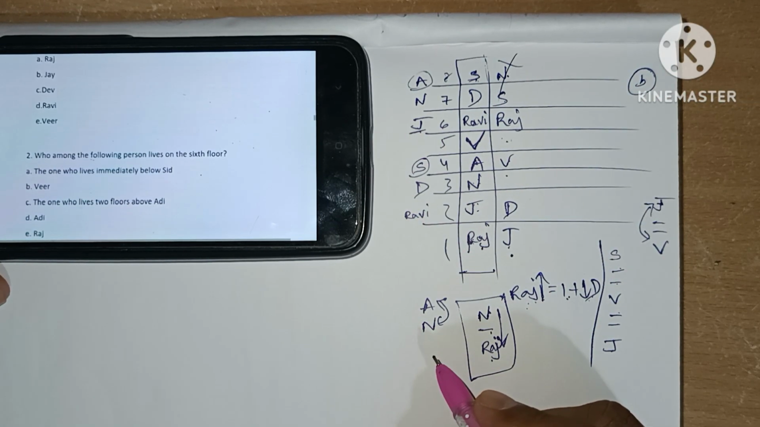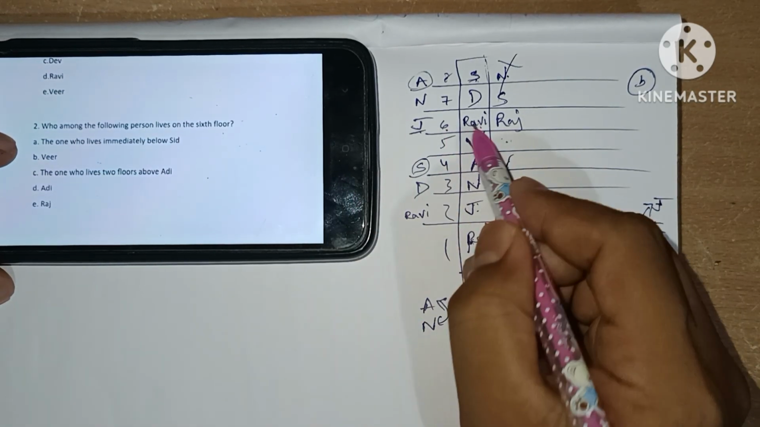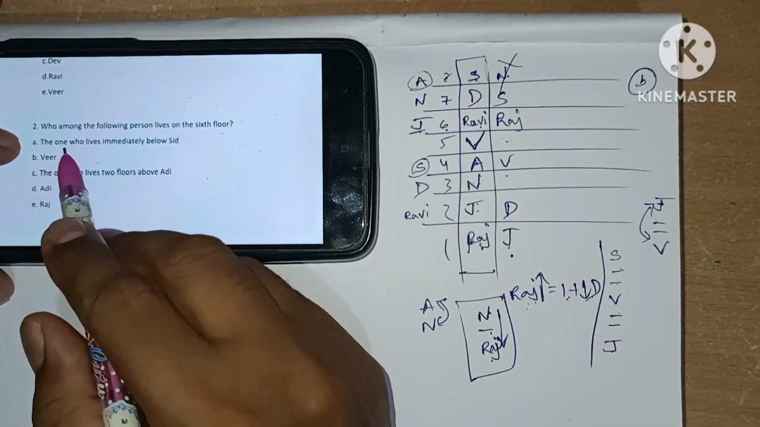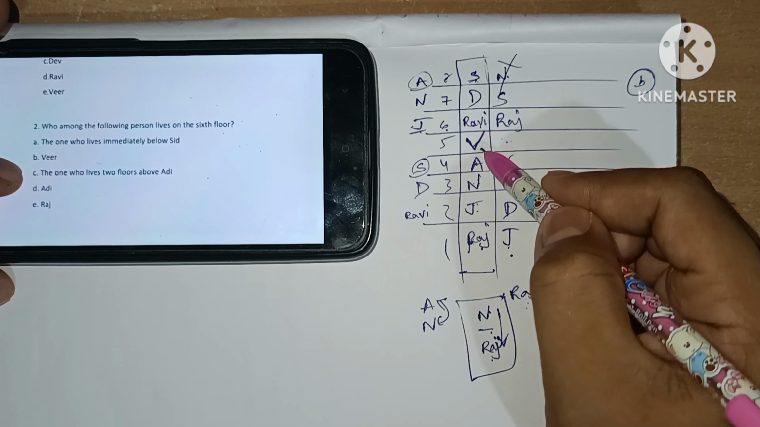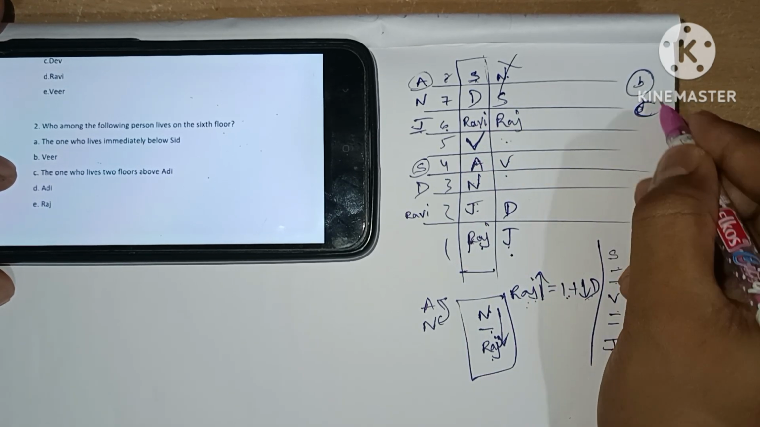Next, second question. Who among the following persons lives on the 6th floor? Ravi. We don't see Ravi here. So either A or C is our answer. The one who lives immediately below Sid? No. The one who lives 2 floors above Adi. Yes. So option C is our answer.